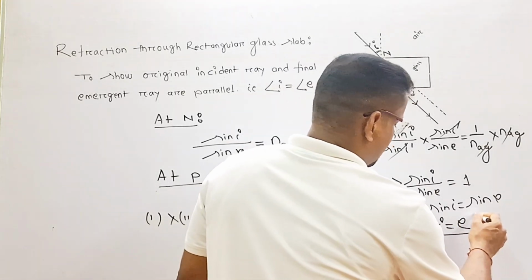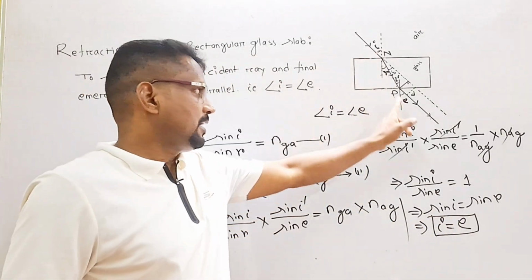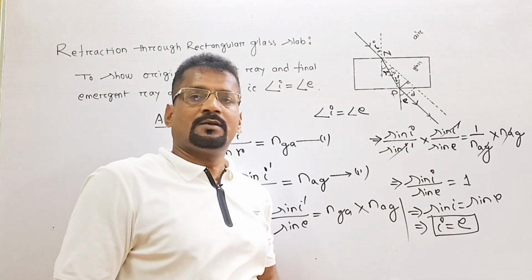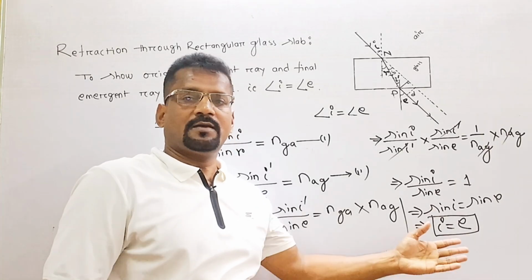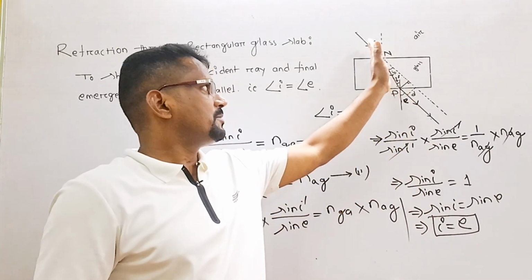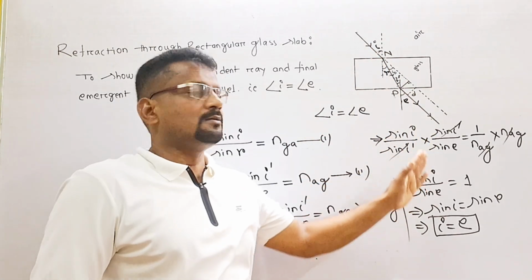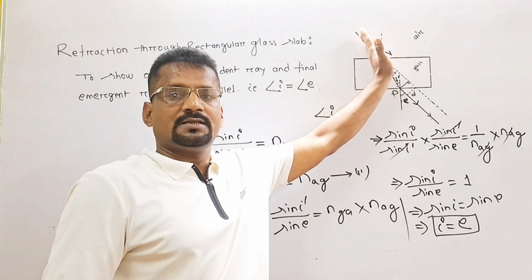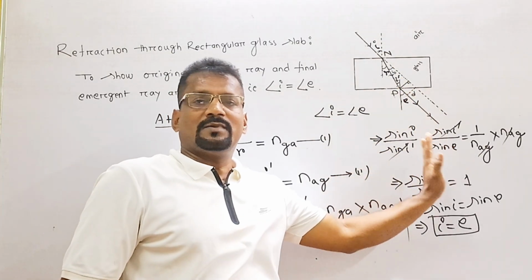So I is your angle of incidence and E is your angle of emergence. So from here, mathematically you have proved that angle of incidence is exactly equal to angle of emergence. It means the original incident ray is parallel to the final emergent ray.